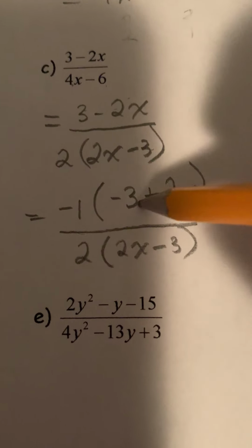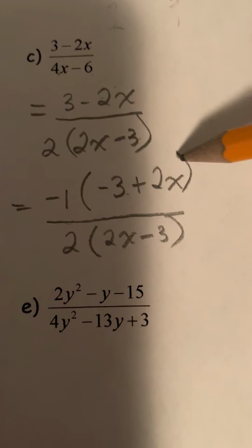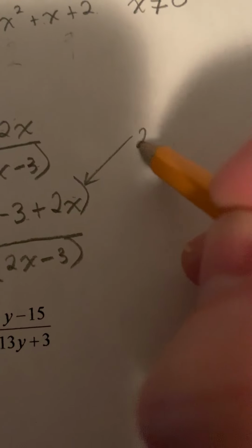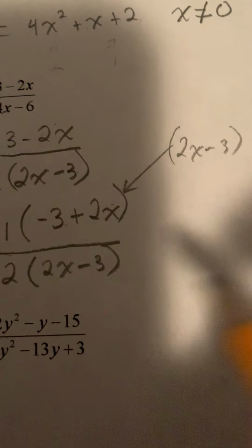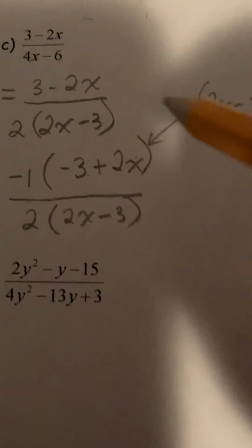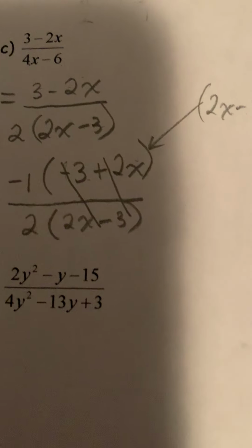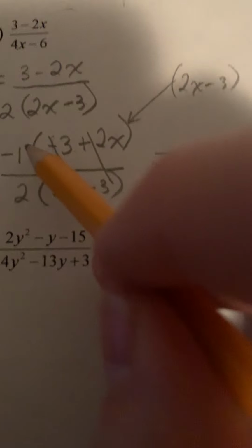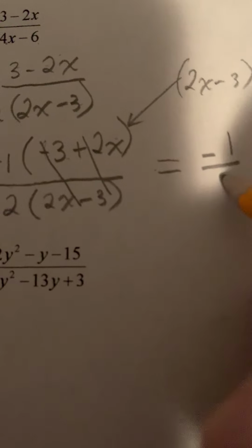Okay, so now you have the negative 3 plus 2x, which is the same as 2x minus 3. It's just reversed. So here we could cross off these brackets. So what we're left with is just the negative 1 over 2. So our final answer is negative 1 over 2.